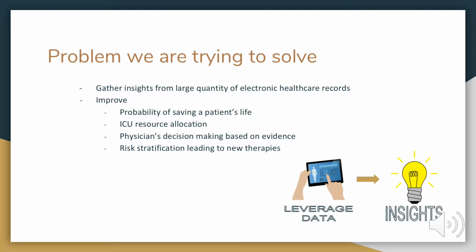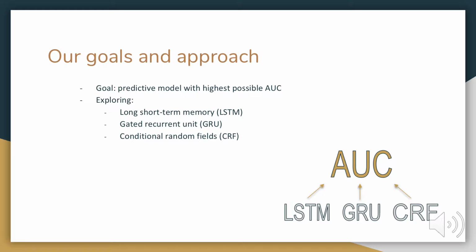We want to predict mortality in the ICU so that we can detect clinical problems early to improve the probability of saving a patient's life, the allocation of ICU resources, physicians' decision-making capabilities, and risk stratification. Our goal was to produce a predictive model that generates the highest AUC. For this, we explored LSTM, GRU, and CRF.